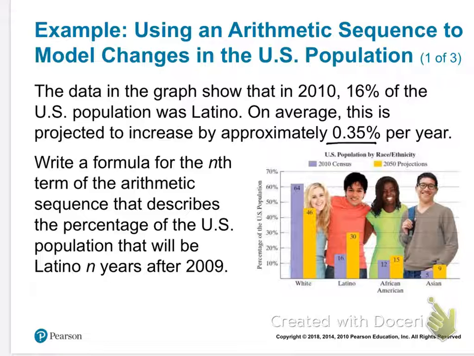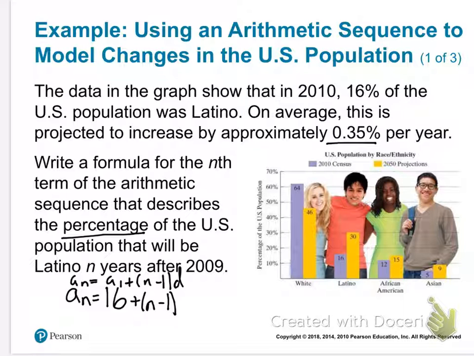So we have a sub n. If it's after 2009, the first year would be 2010. So that would mean that this one would have to be that 16%. So it describes the percentage, so we can do it in percentages. So let me write that out so I don't forget what my formula actually looks like. N minus 1 times my difference. Plus, and then your years, we don't know, it's general, so minus 1. And then that difference is how much is going to increase. Well, it's going to increase by 0.35%.